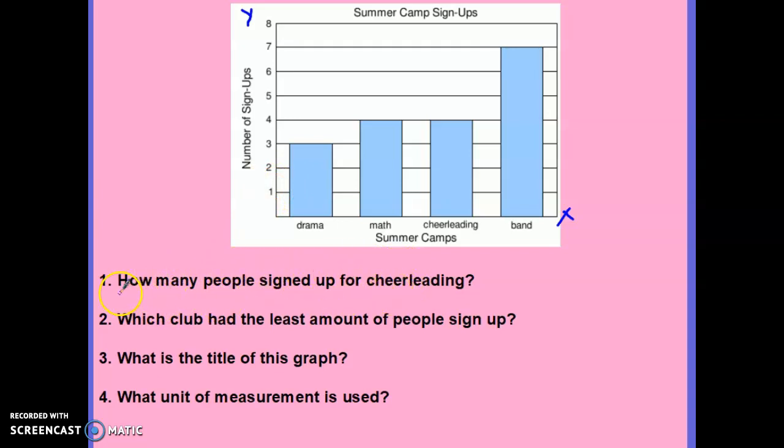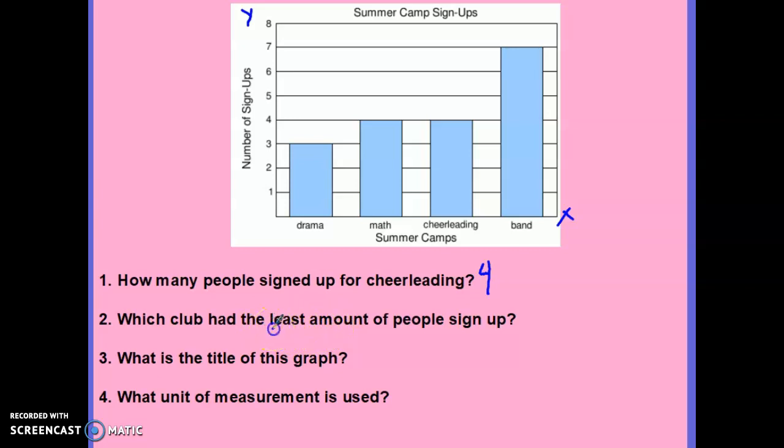Well, it says how many, so I know my answer is going to be a number. So cheerleading, not drama, not math. There it is, cheerleading. So I'm going to go up and see how many cheerleading has. When I go up and go over, 4. So that means 4 people signed up for cheerleading. Done. Number 2, which club had the least amount of people sign up?